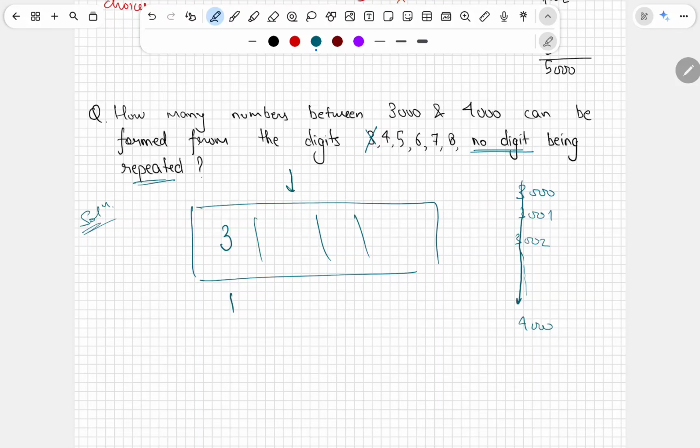Now let's talk about the second place. In the second place, how many choices do I have? 4, 5, 6, 7, 8. That is 1, 2, 3, 4 and 5. I have 5 choices. Then a digit comes over here, out of the total 5, one digit is used. I am left with 4 choices. Then in the next place, another digit is consumed, so out of 4, one digit is consumed. I am left with only 3 digits. 3 4s are 12, 5s are 60 choices. So now I will be having only 60 choices.